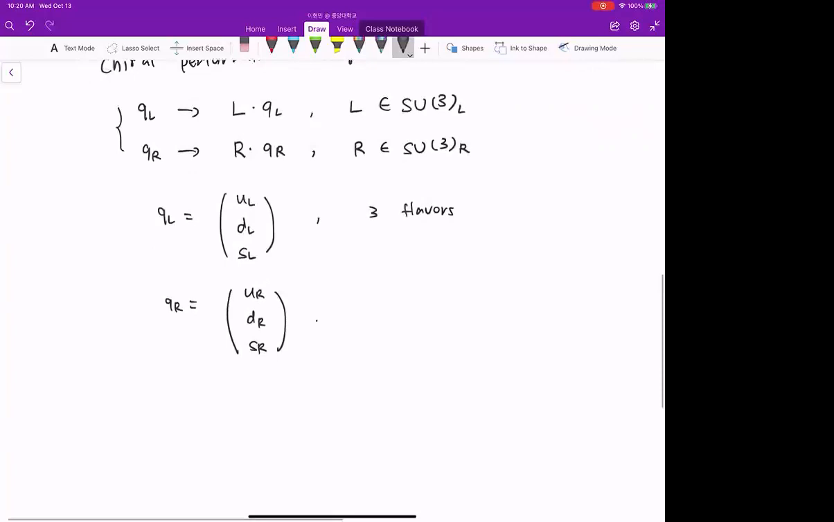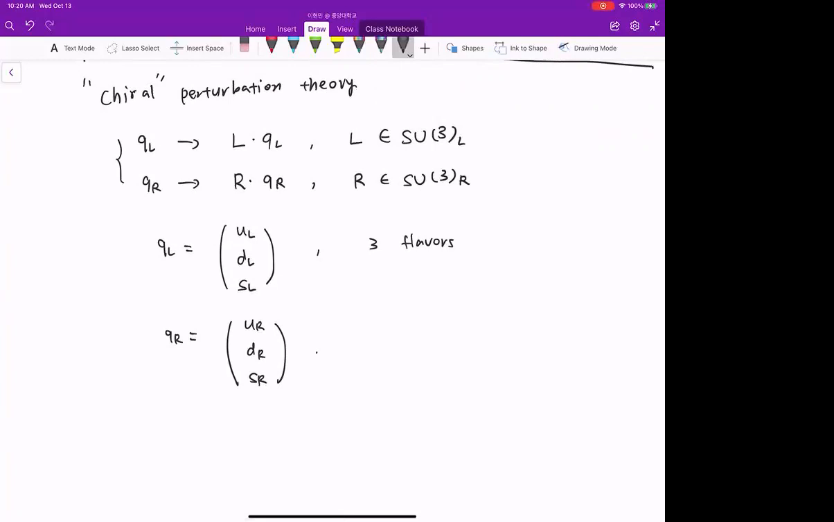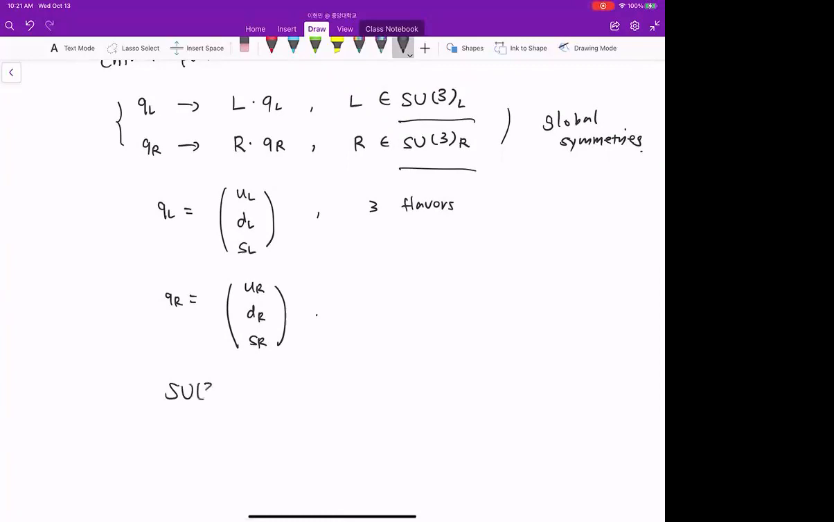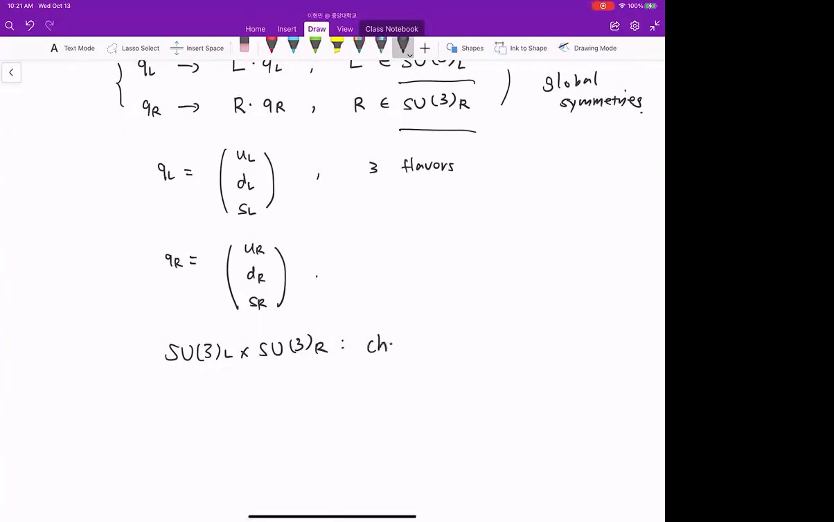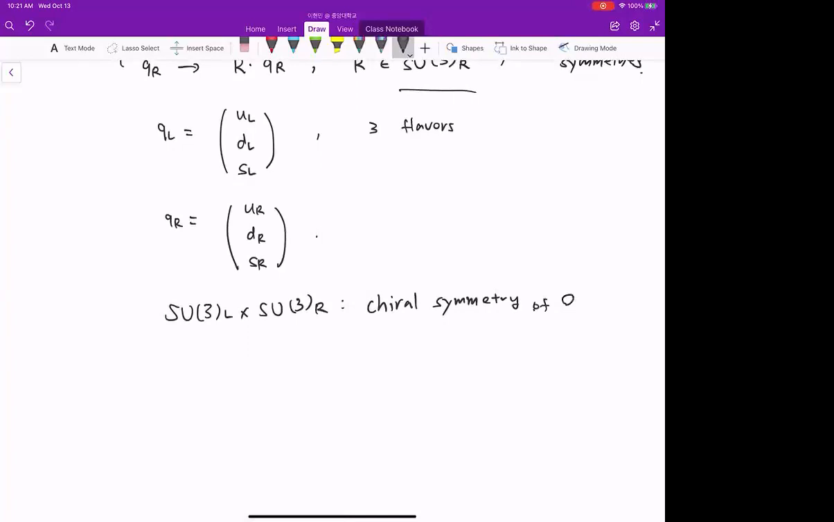So in the case of quarks, you can define the transformation of the quarks under the global symmetries. These are all global symmetries. So they transform independent of position. They transform in the same way, independent of positions. So we call this product of these two global symmetries the chiral symmetry of QCD.